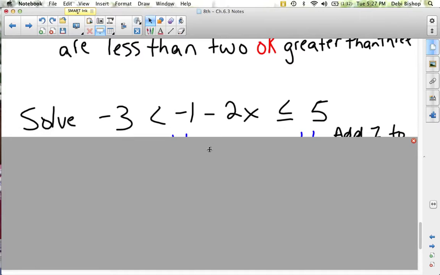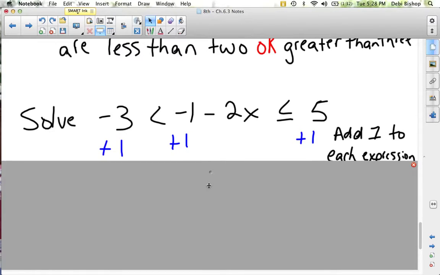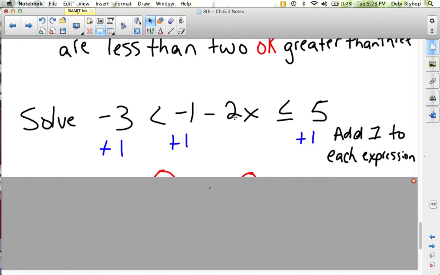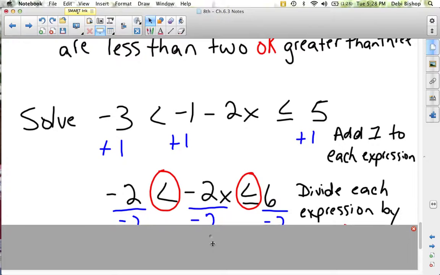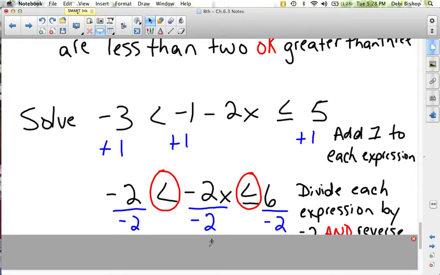Another example we have is a big inequality, -3 < -1 - 2x ≤ 5. And again, I go about it the same way. I treat my inequality signs as equal signs, and what I do to my middle expression to isolate the variable, I have to do to both sides of my inequalities. So you start with your variable, and I say, okay, I have to get rid of this 1, so I add 1. What I do to one side, I do to all of them, plus 1, plus 1. So now I am left with -2 < -2x ≤ 6.